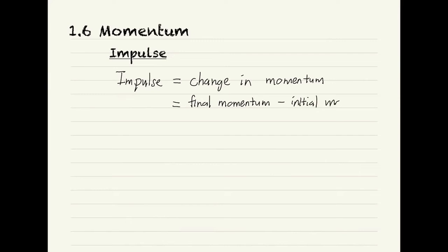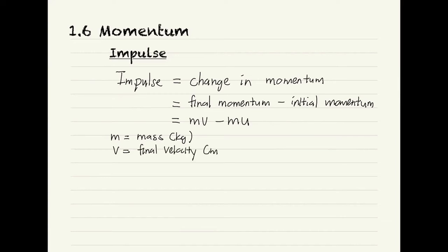Impulse is equal to change in momentum. That means final momentum minus initial momentum, with the formula mv minus mu. M is mass with unit kg. V is final velocity with unit meter per second. U is initial velocity with unit meter per second.